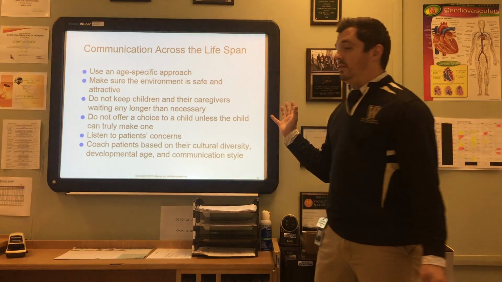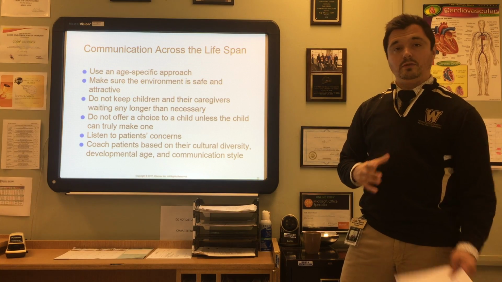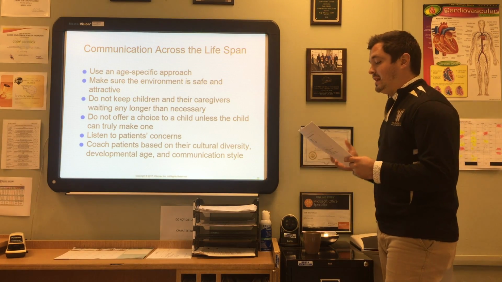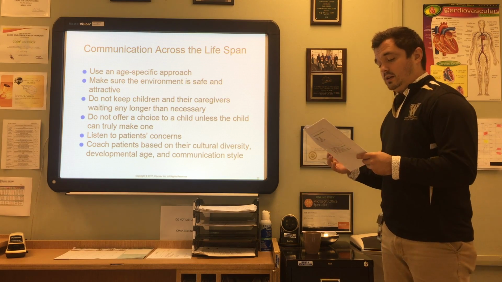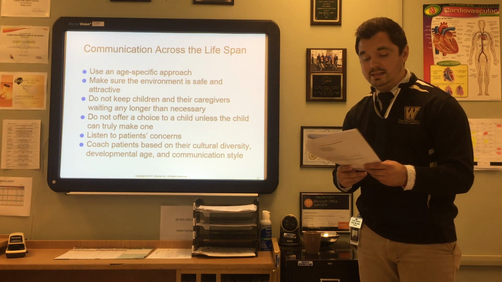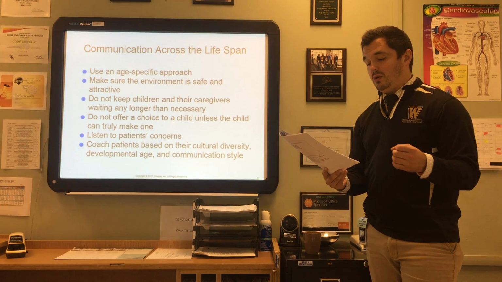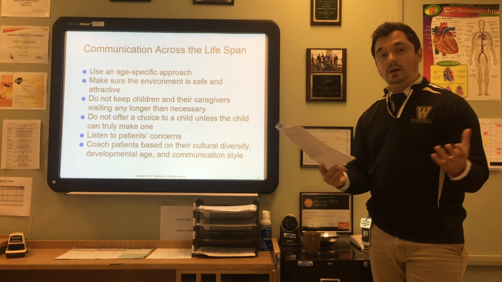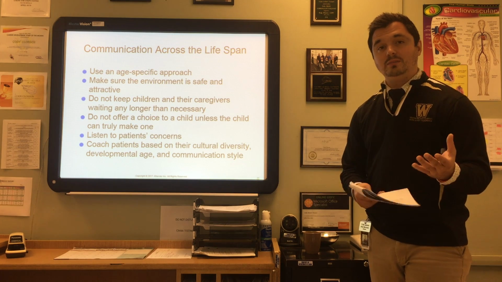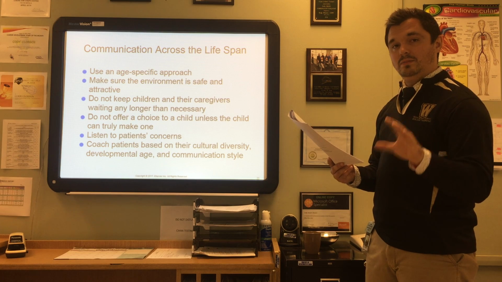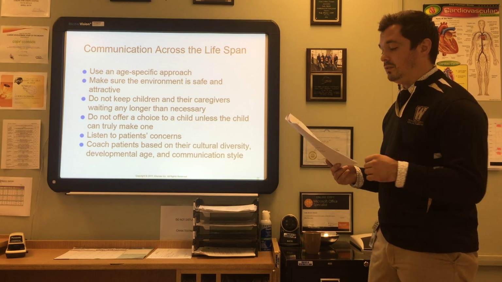Communication varies across a lifespan, from pediatrics to geriatrics and everything in between, so you need to use an age-specific approach. How can you help school-age children gain a sense of control at their appointments? Let them choose the site of the injection, or if they're old enough, ask them if they want a caregiver present. Give them some control. Talk to them at their age-specific level.